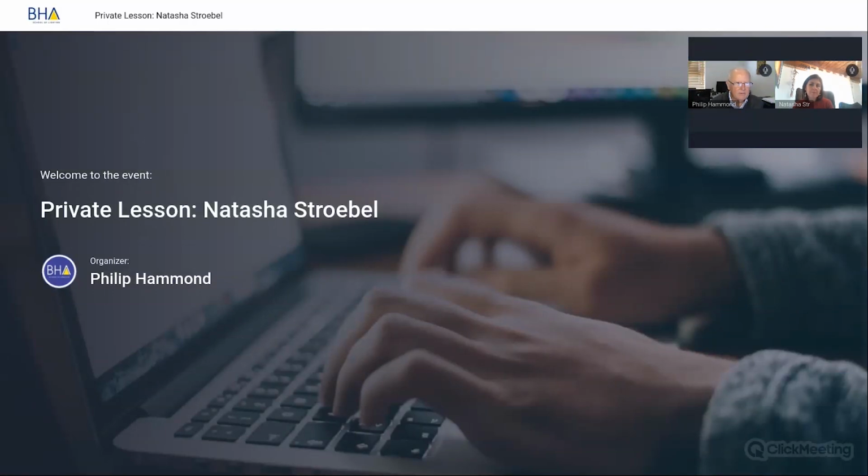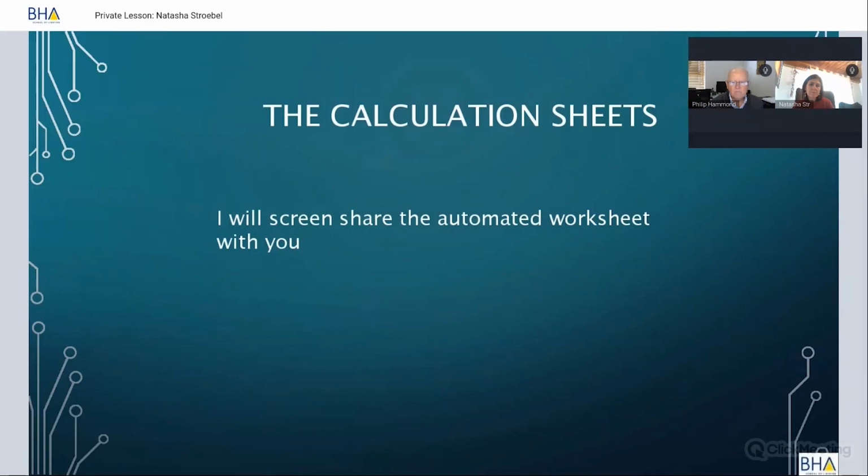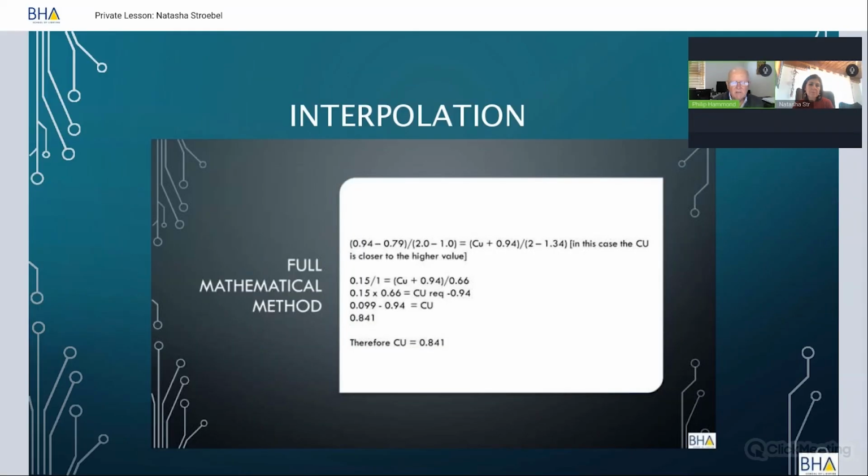So we go back to the presentation. We've done the worksheet. Now let's look at interpolation. This is to calculate the coefficient of utilization. Don't worry your head too much about this one. This is academically and mathematically correct. And you know that anything on the right-hand side of the equal sign, if we take it to the left-hand side, the sign within the calculation has to change.